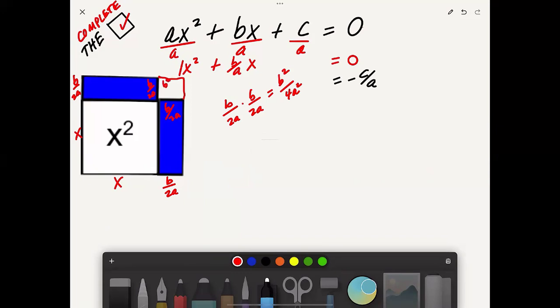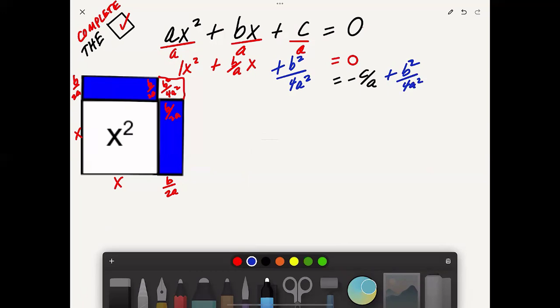So I'm going to write that. In order to complete the square, we had to add b squared over 4a squared, so we have to add that to both sides. I'm going to add b squared over 4a squared here, and then I also have to add b squared over 4a squared to this side.